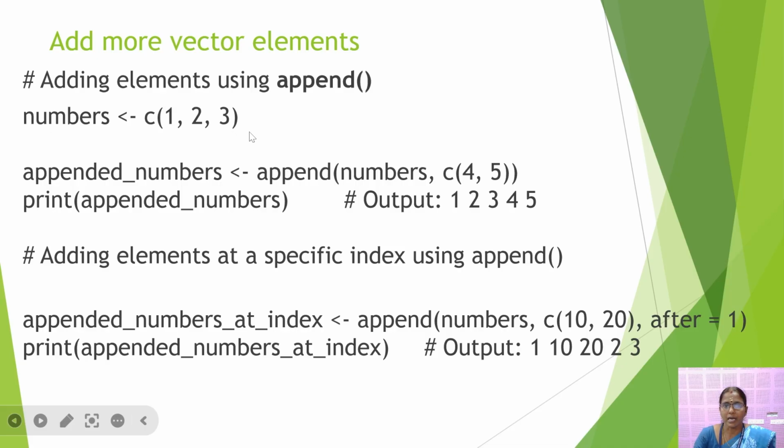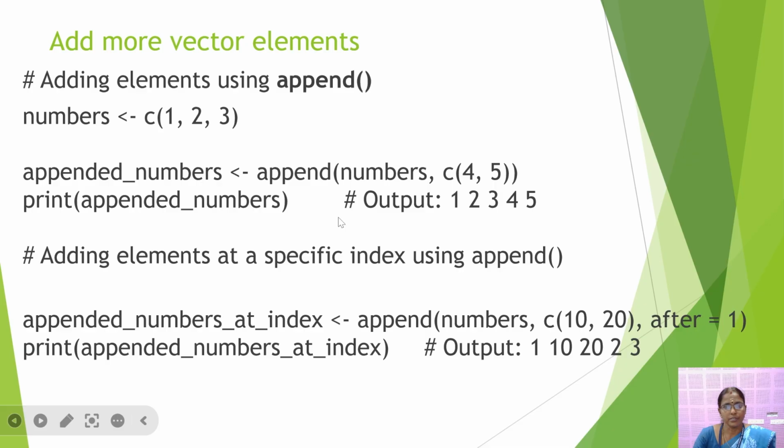The general syntax for adding using the append function is: within the append function, the first parameter is the vector variable name. The second parameter is the appended value, which can be represented in the form of a vector. Already numbers is a vector variable with 1, 2, 3. That value is added with 4 and 5. The appended value can be printed using the print function like this. The output will be 1, 2, 3, 4 and 5.